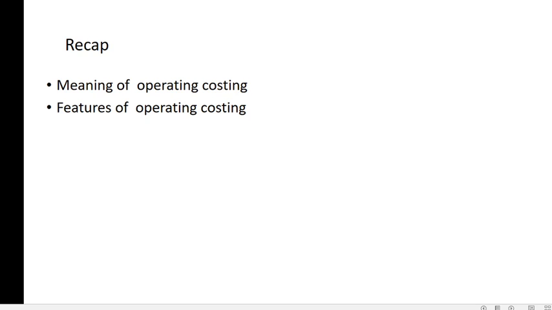Recap. Before we move further, we'll see what we have studied in the previous session. In the previous session of operating costing, we have studied the meaning of operating costing and the features of operating costing.